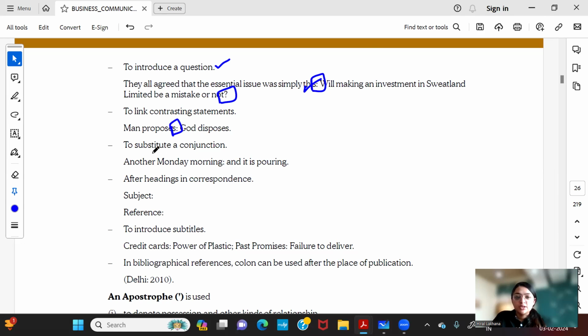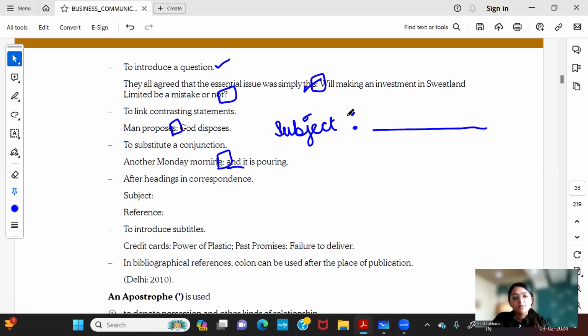Now, to substitute a conjunction: another Monday morning: it is pouring. If we do not use the 'and' here, that is also absolutely fine because we have used a colon. Then after headings and in correspondence. Say, for example, we are writing a letter. If we want to say what the subject of the letter is, we will say subject, colon, and then continue with the title.